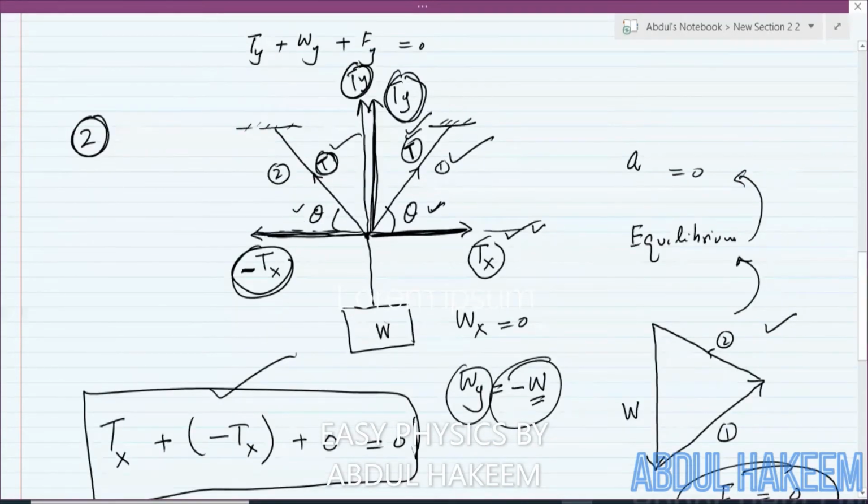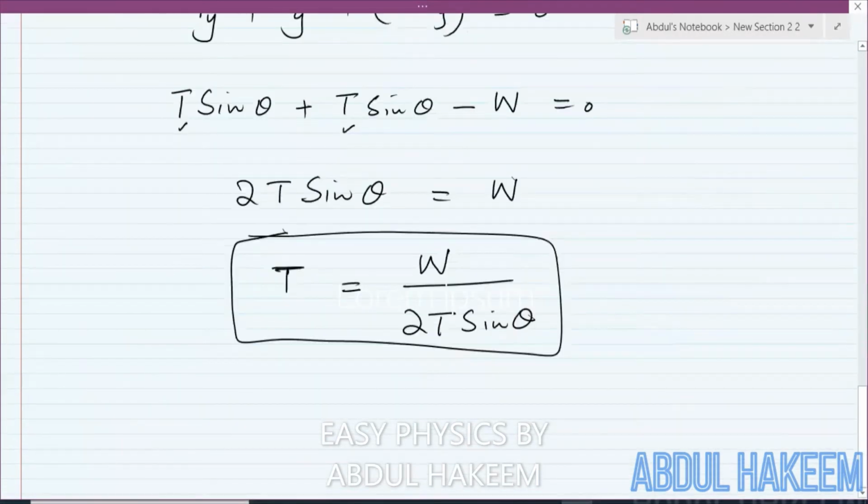For example, this weight is 25 Newton. This theta angle is 60 degrees. This angle is 60 degrees. And the question is, by calculation, find the tension in each string. So we will use this formula.